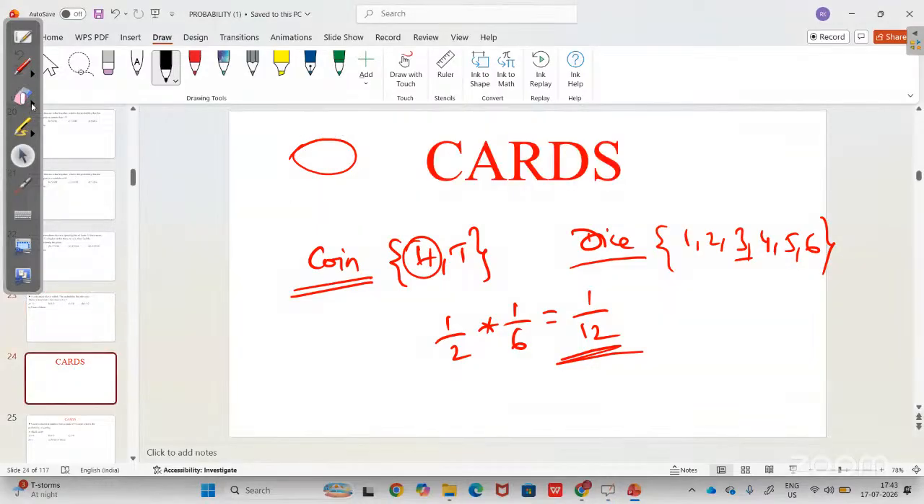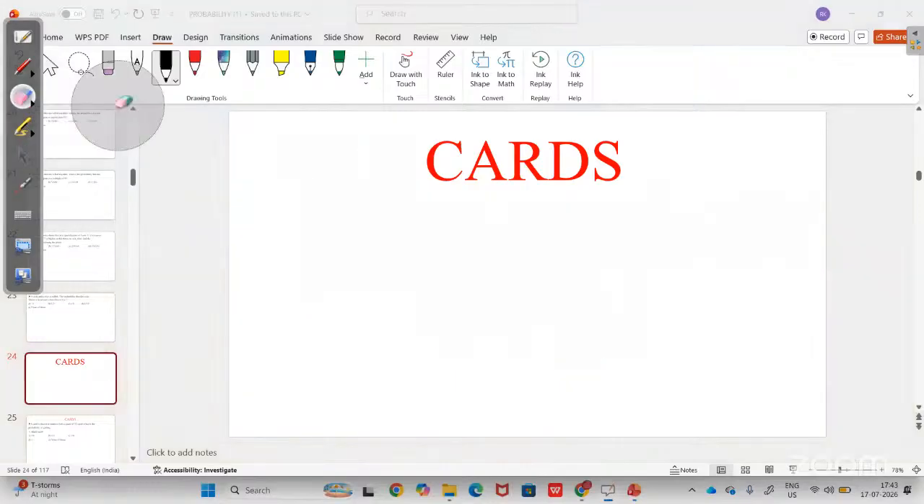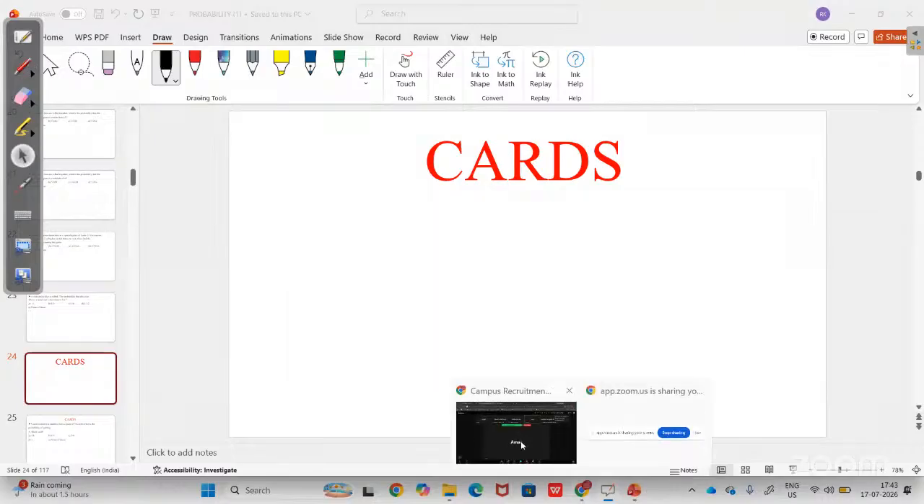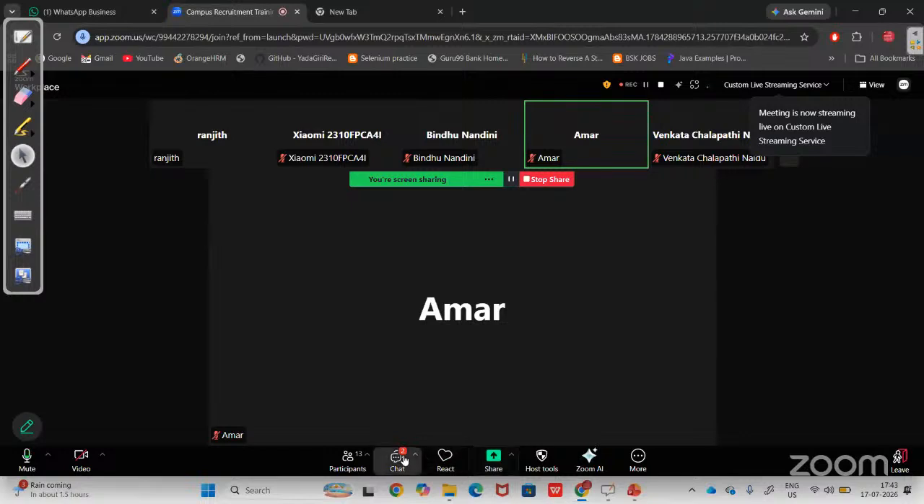Next, we are having the cards concept. The total number of cards is 52.